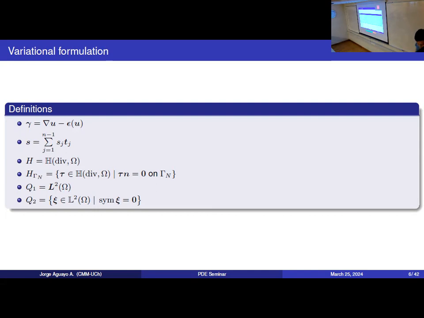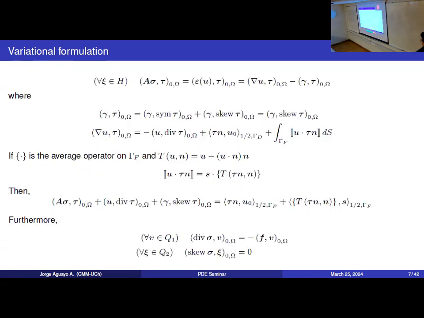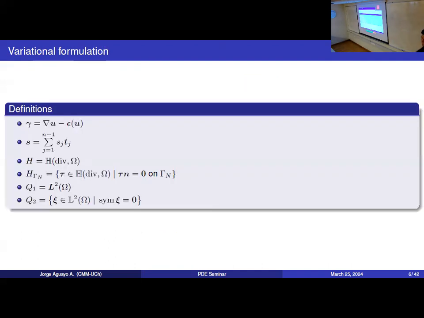So we want to propose a variational formulation. What is H(div)? H(div) is the space of L2 vectors whose divergence is also in L2. So you have L2 vectors, but the divergence is also in L2.